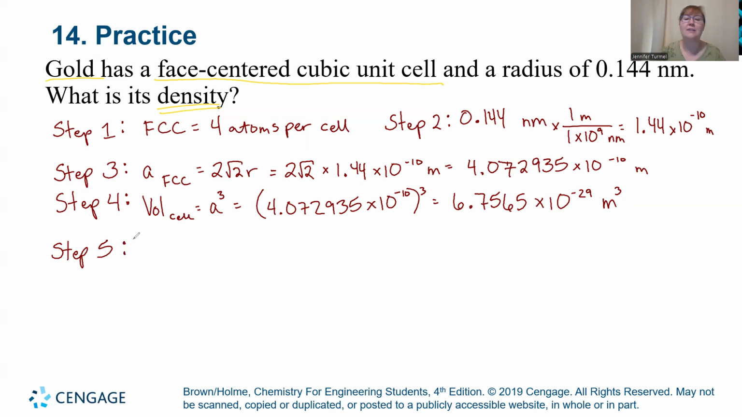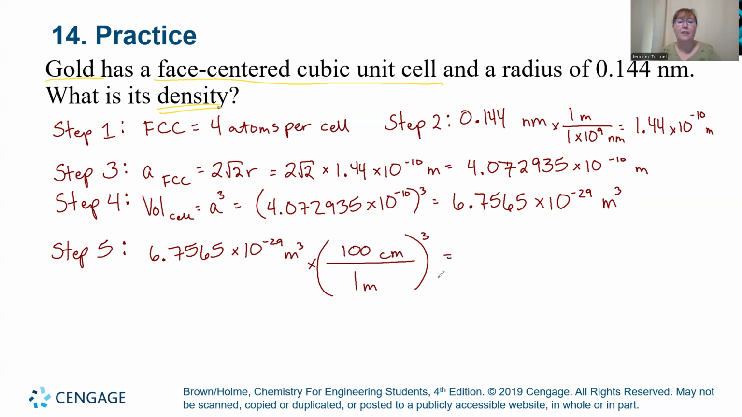Now, to do a cubic conversion, it's a little bit different because it's not just 100 centimeters per meter anymore. So we would start out with 6.7565 times 10 to the negative 29th cubic meters. And in order to do a cubic conversion, you have to put 1 meter and 100 centimeters in a cube, and then multiply it. And that will give you 6.7565 times 10 to the negative 23 cubic centimeters.